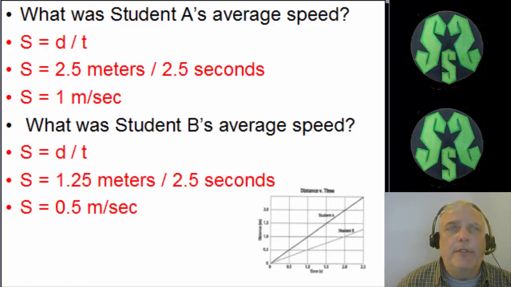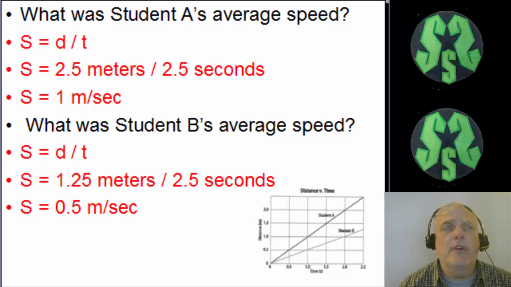And you can see how I did it for student B as well. So speed is equal to distance divided by time. The speed is equal to 1.25 meters. That's how far that student B went, and we divide that by how long it took student B to do that. It took student B 2.5 seconds to make that trip, and it comes out to be 0.5 meters per second. So it's half of a meter per second is his speed. So in 1 second, he would travel 0.5 meters. After 2 seconds, he would have traveled 1 meter.